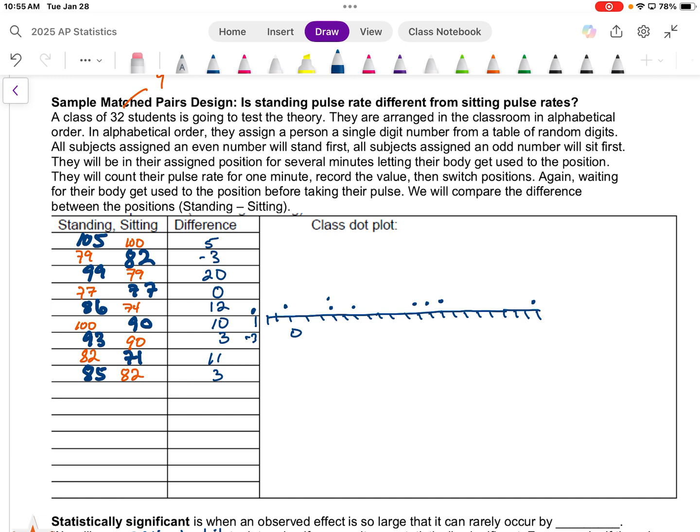Now, as we look at our summary, this is the difference in pulse rate, as we label it, and we did standing minus sitting. If this is what we're doing for an example on the AP exam response, you need to make sure that you label that dot plot. How did we get those numbers? We did the standing minus the sitting pulse rate.